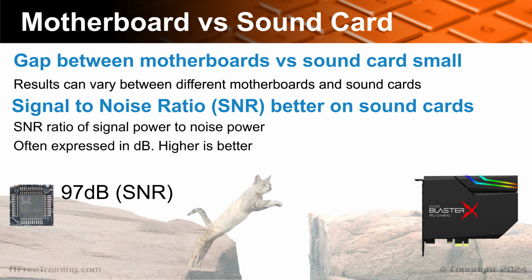The sound card, in comparison, has an SNR of 122 decibels. On the surface, this may seem like a big difference. However, there are a few things to consider.